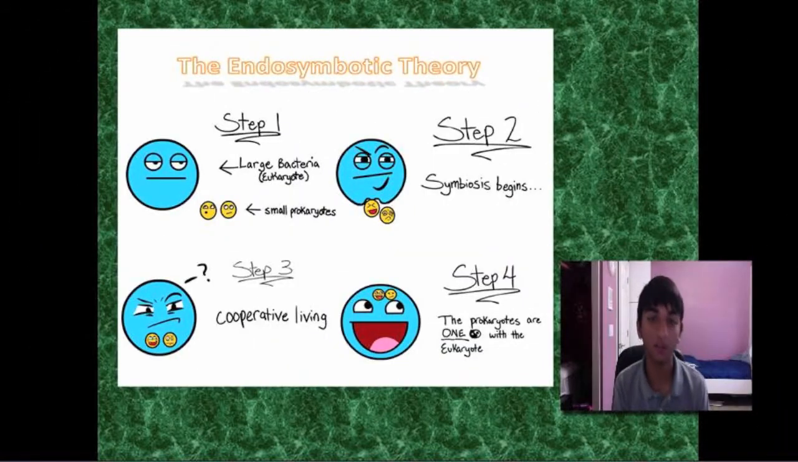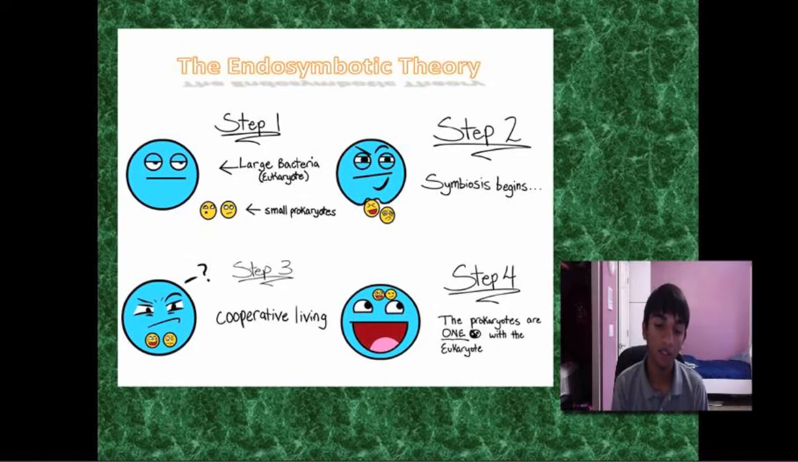And this is the endosymbiosis theory. Basically, the endosymbiosis theory involves a large bacteria, which was a eukaryote, and small prokaryotes, which were chloroplasts or even mitochondria. And these chloroplasts were engulfed into large bacteria. And these chloroplasts now are incorporated into the cell as we see them, such as chloroplasts and mitochondria, which you can see in eukaryotes today.